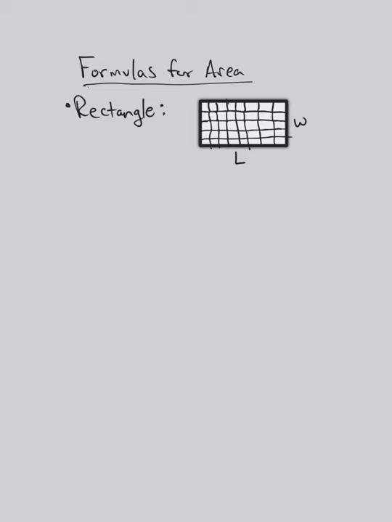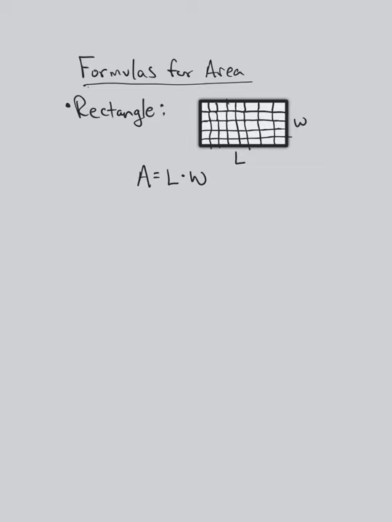So the idea here is that on each row I have L squares, and then I have W rows. So I would have L plus L plus L plus L plus L, and I would repeat that addition W times. And so that's where that formula comes from. For a rectangle, the area is equal to the length times the width, which is what a lot of us know.